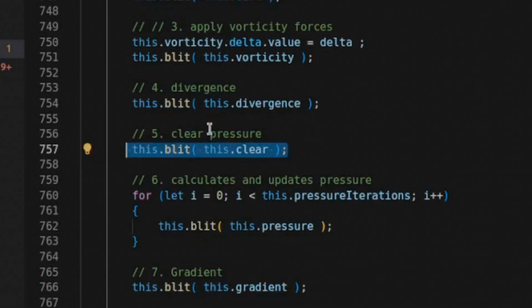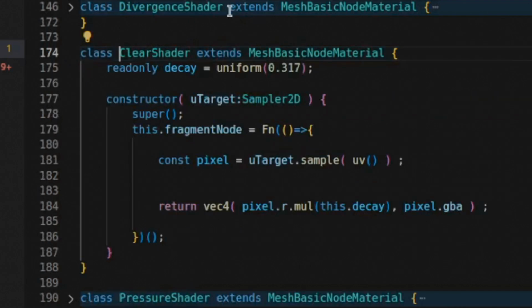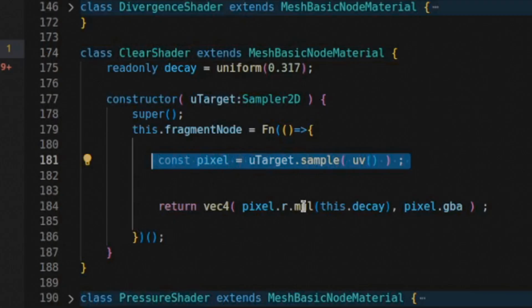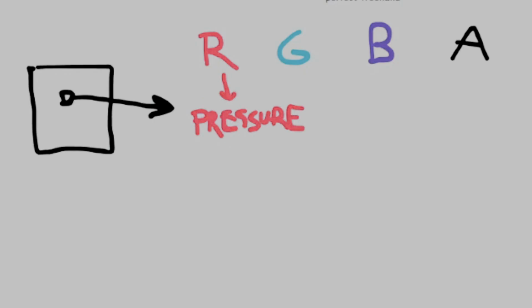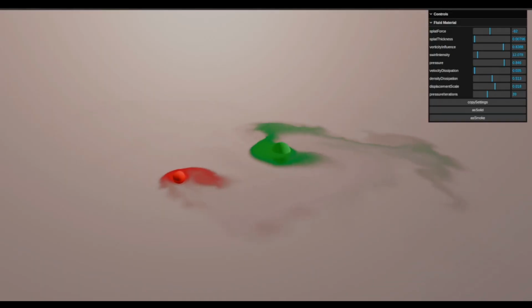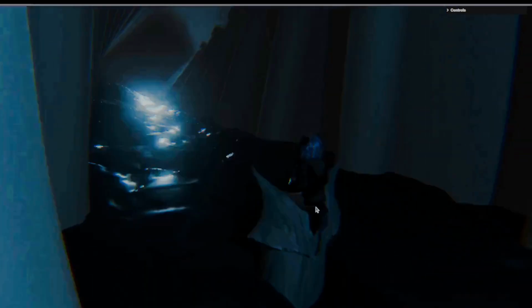Enter the clear shader. This one is simpler. It acts like a natural decay. Its job is to gradually reduce certain values in a texture over time. It multiplies a specific component, often pressure, by a decay factor less than 1. So it just dials things back a bit each frame. Pretty much. It helps clear or fade out things like pressure, preventing it from accumulating indefinitely, which could make the simulation unstable. Or it can be used on the dye texture to make smoke dissipate realistically. It just applies a decay uniform to fade things out gently.